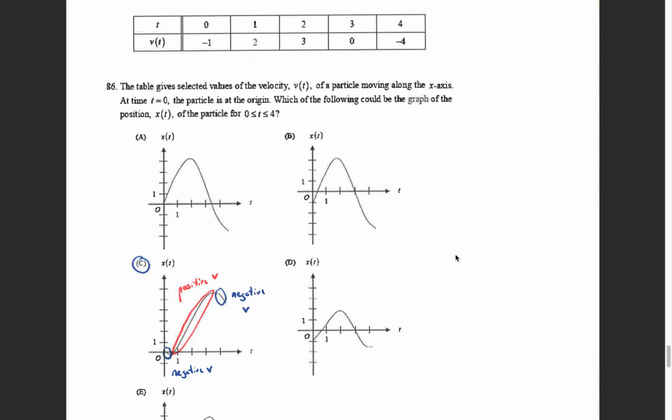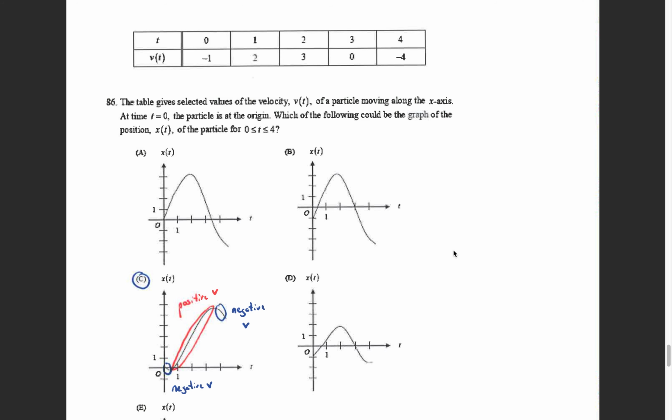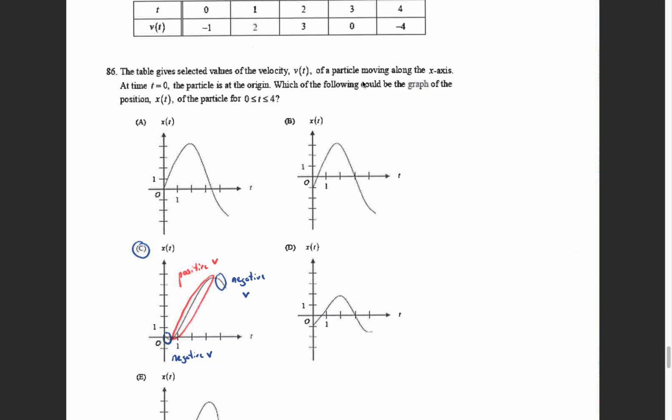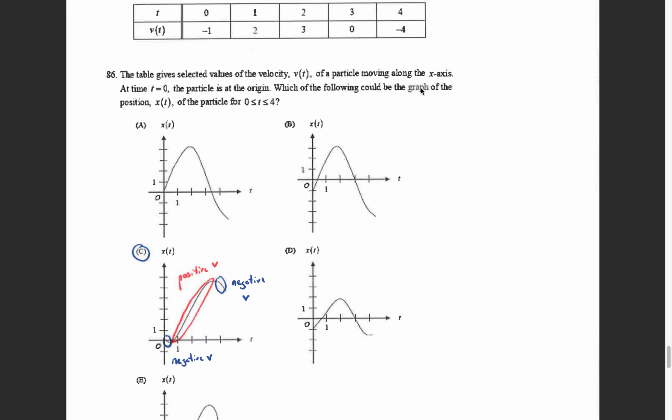Which of the following could be the graph of x of t, given that? So we want a negative velocity and then a positive slope and then a stop and then a turnaround. That's what this looks like. A negative velocity, a positive velocity, and then a negative velocity, right? These are telling us what the slope should be at that moment of a position graph.